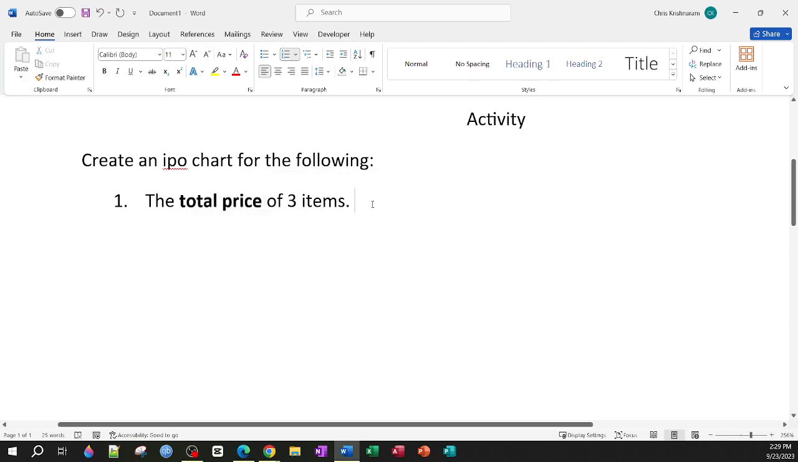So you go to the supermarket, you go to the shop, you bought 3 items, create an IPO chart to get the total of those three items. Send me a picture in the group when you're finished so that I can see what you have. If you have any questions, you can let me know.